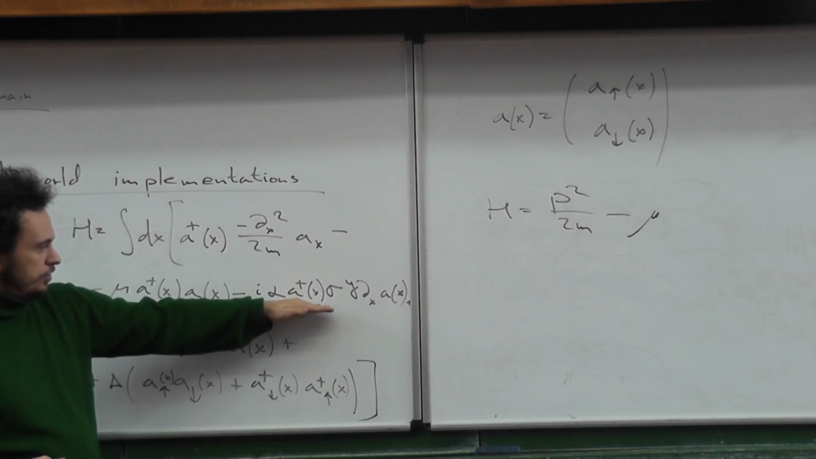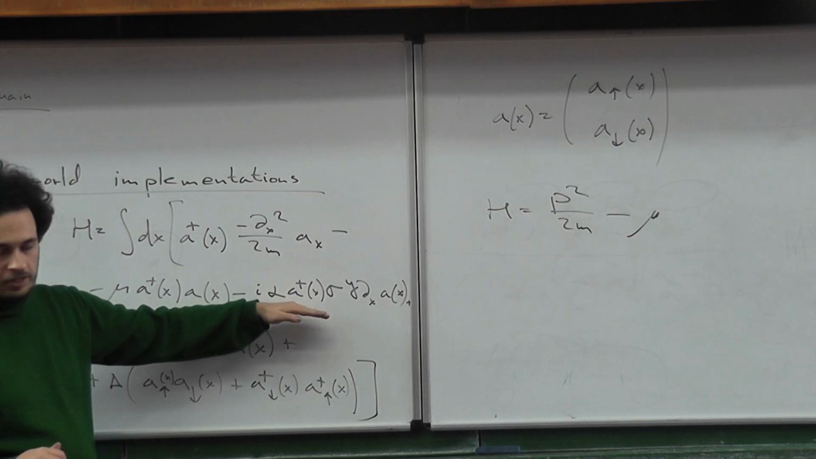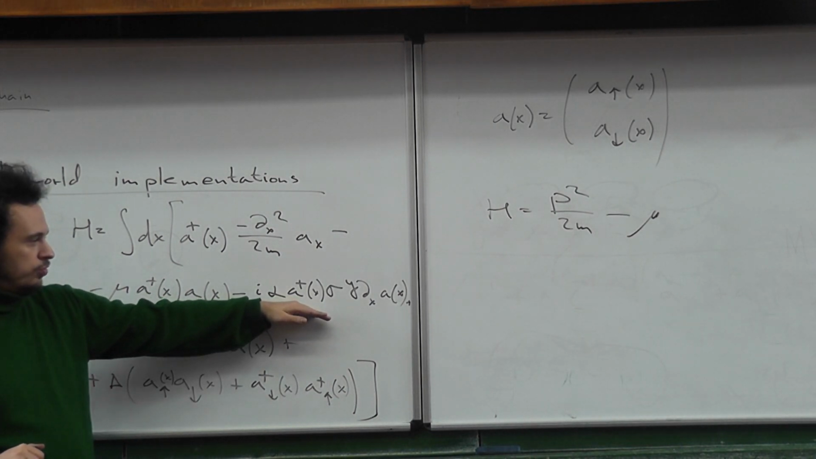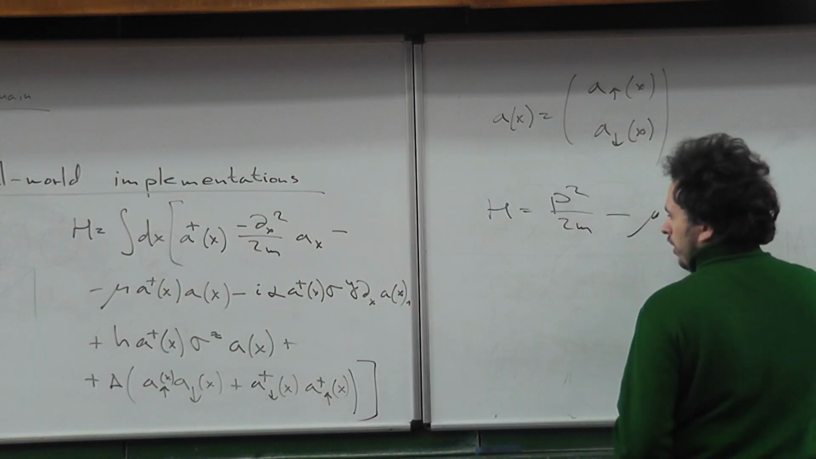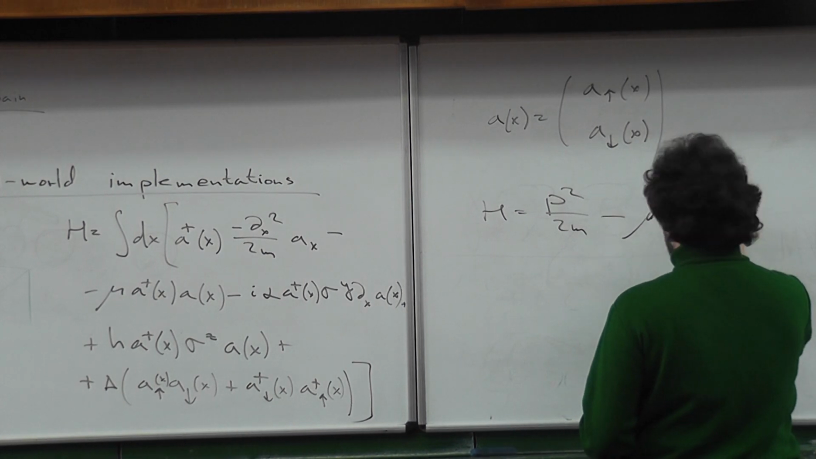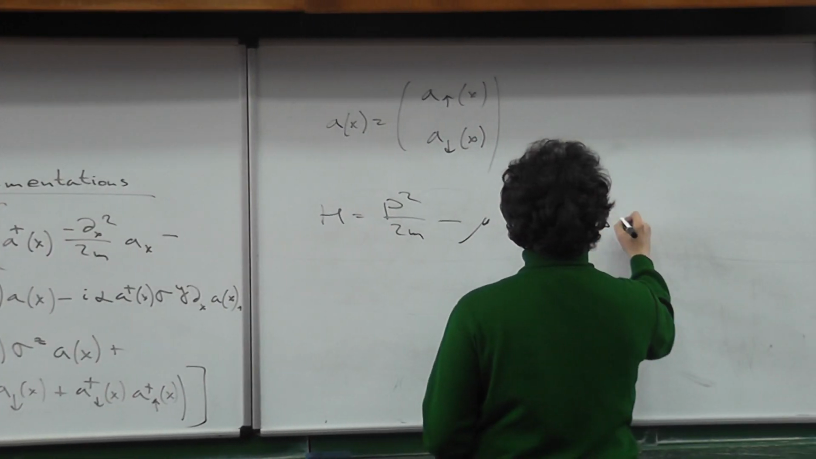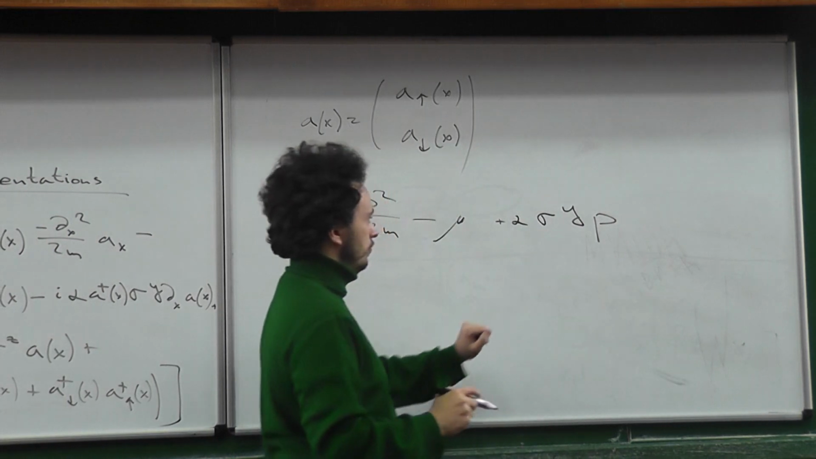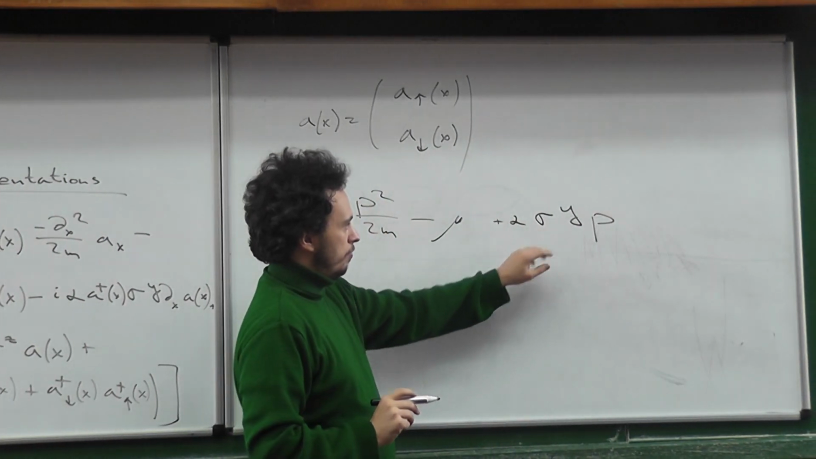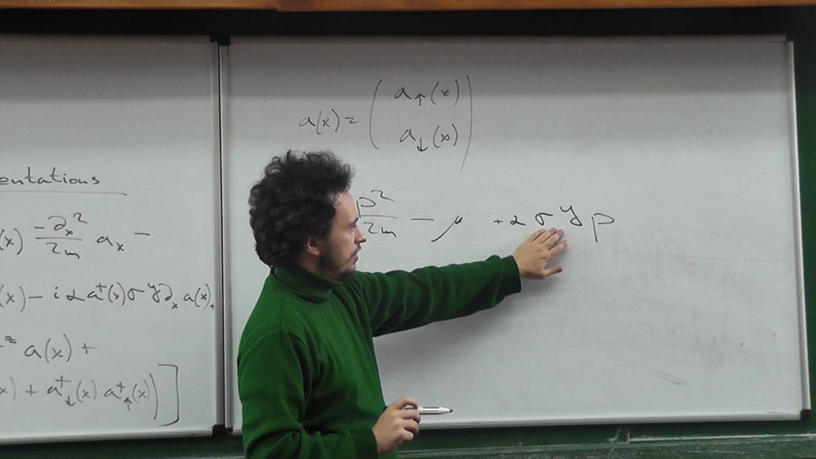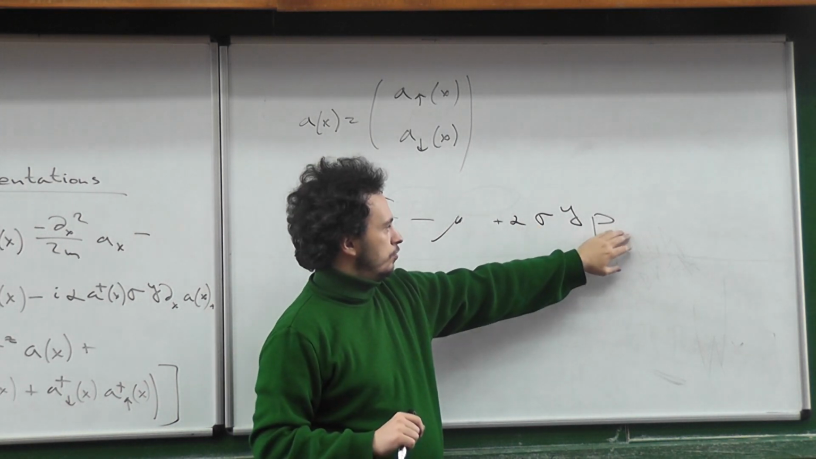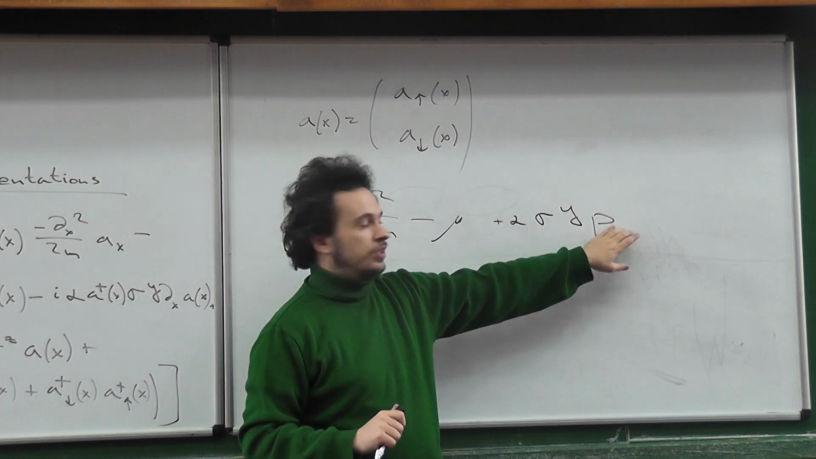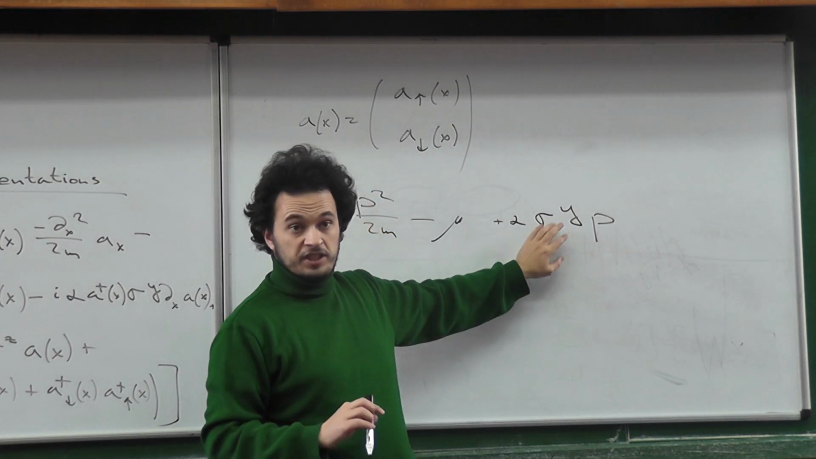This is the most interesting term, and this is what allows everything to work. This is spin-orbit coupling. You see, it's essentially coupling between the spin direction and the momentum. A particle with sigma y up has a term which is positive in momentum, sigma y down, a term which is negative in momentum.